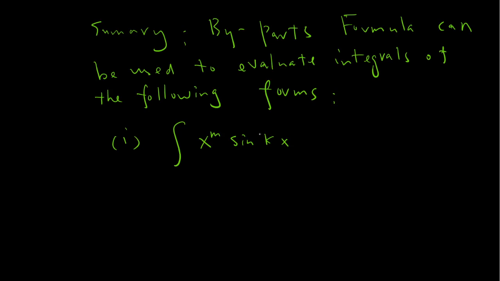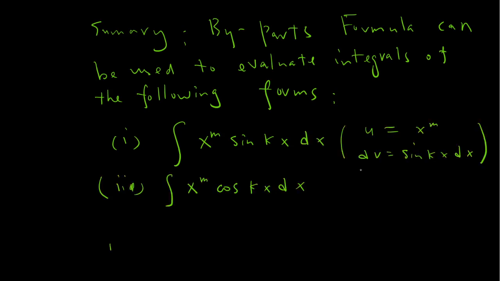The second form, you can use the by parts formula. The general form is something like this: x to some power, so maybe to the power of m. If you replace sine with cos, it's kind of the same thing, right? For this one, the way to choose u and dv is kind of the same.